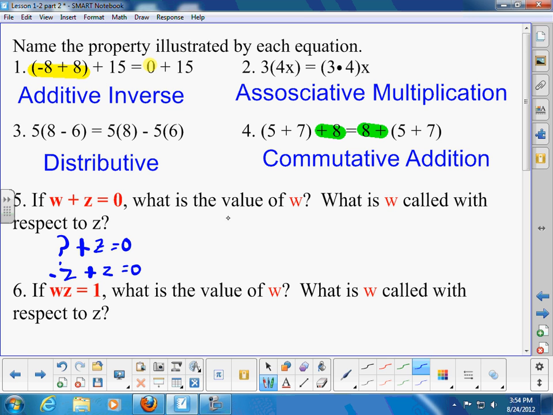What is the value of w? Well, w has to equal negative z for that to be true. And the final question, what is w called with respect to z? What property is it that says negative z plus z will equal 0? That would be the additive inverse, or the inverse of addition.